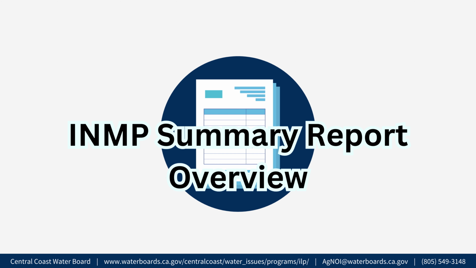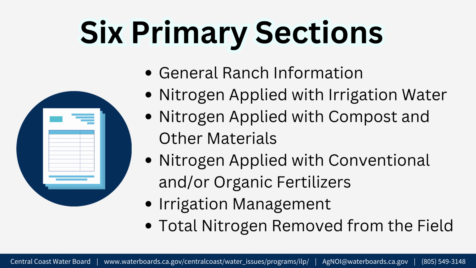INMP Summary Report Overview. The INMP Summary Report contains 6 primary sections, which include general ranch information, nitrogen applied with irrigation water, nitrogen applied with compost and other materials, nitrogen applied with conventional and/or organic fertilizers, irrigation management, and total nitrogen removed from the field.